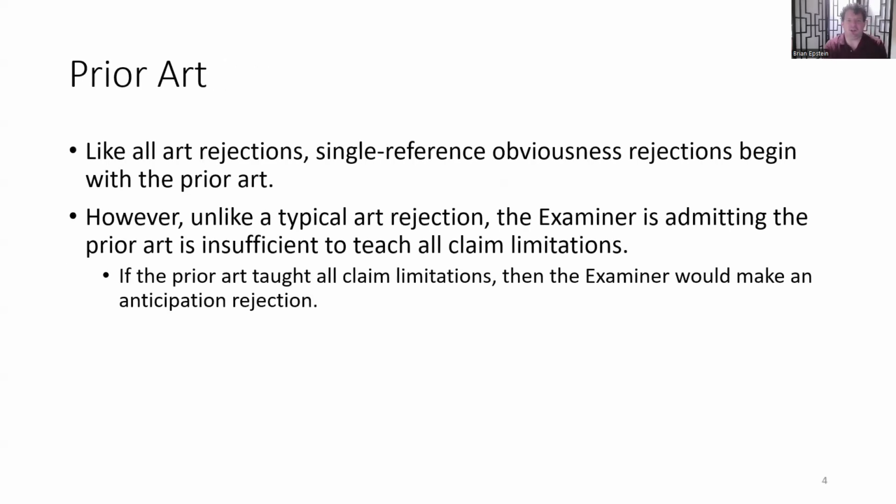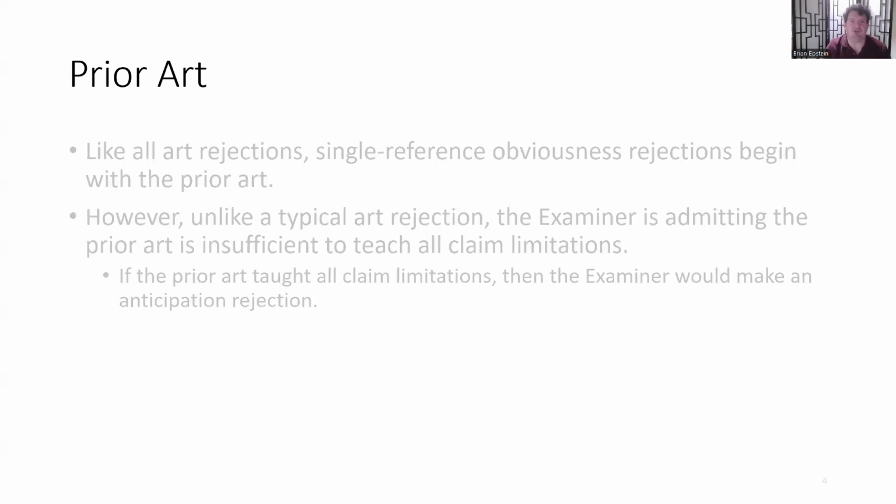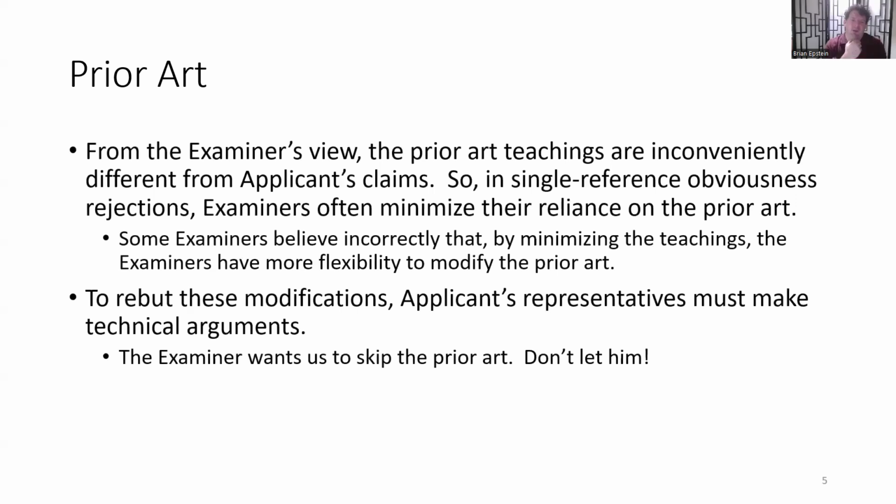So like all art rejections, single reference obviousness rejections begin with the prior art. However, unlike a typical art rejection, single reference obviousness rejections require the examiner to admit the prior art is insufficient to teach all claim limitations, right? This makes sense. If the prior art taught all of the claim limitations, then the examiner would have made an anticipation rejection. And so, from the examiner's point of view, the prior art teachings are inconveniently different from applicants' claims.